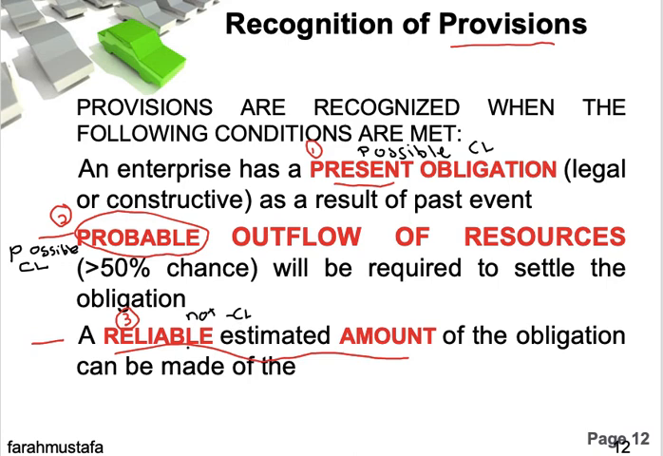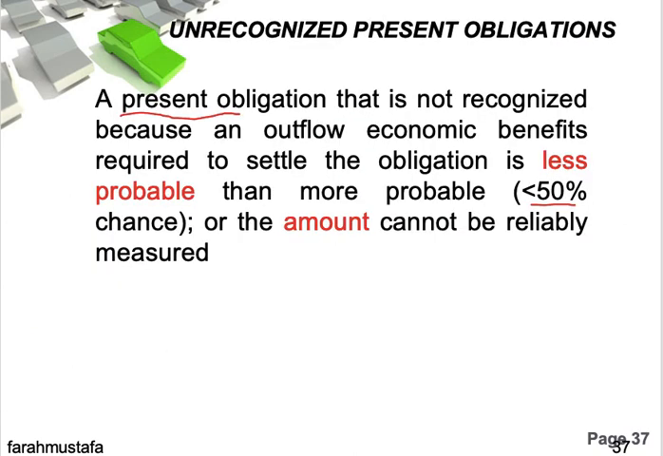So I hope you can get the idea of the difference between a provision and a contingent liability. To be considered a contingent liability, it does not fulfill any one of these three conditions. To be recognized as a provision, it must fulfill all these three. If it does not fulfill any one of these three, then it will be considered a contingent liability. So this is what they are talking about on unrecognized present obligation, when there is only a possible outflow.